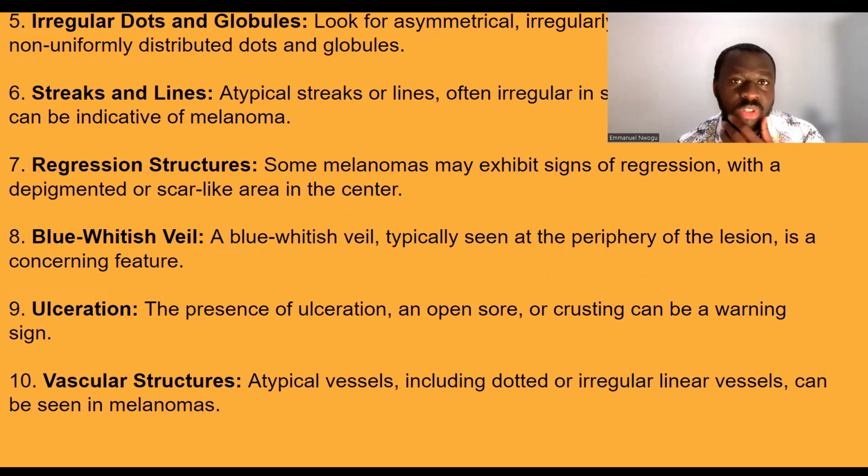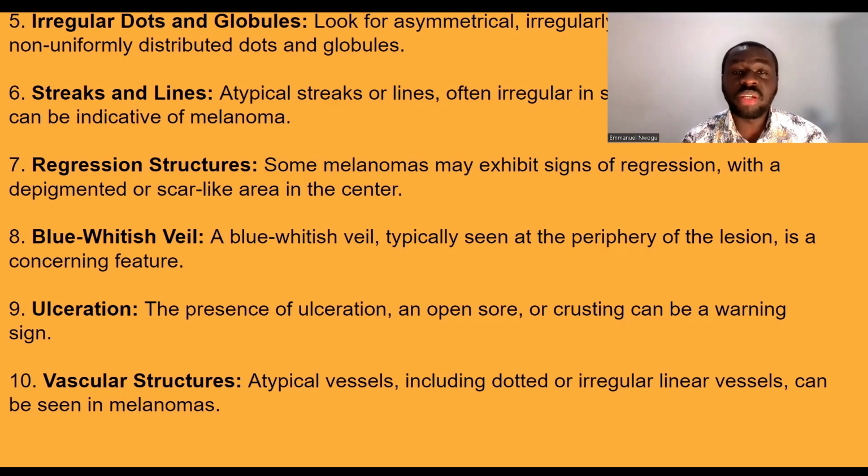We looked at what regression could look like when we looked at the dermoscopic features of basal cell carcinoma. We found that you could also have some regression structures from destructive processes in these cancerous lesions. We could have a blue-whitish veil, which we also saw that a basal cell carcinoma can have, but usually it's more pronounced in melanomas.